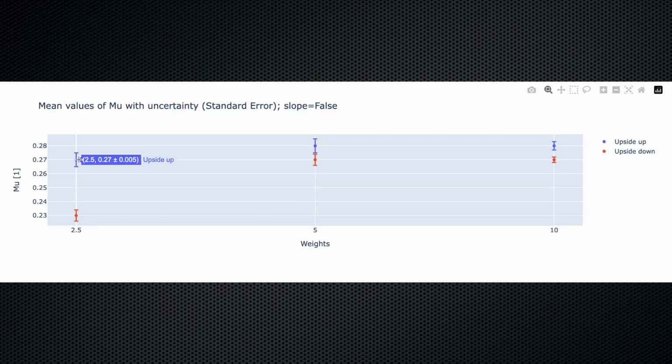Here is a look at the mean or average values of mu, the kinetic friction coefficient, and the standard error of the mean value. As can be seen, the values for the 2.5 weight appear slightly lower than the 5 and 10 pound weights. We also see a very slight bias for the upside up estimated coefficient.